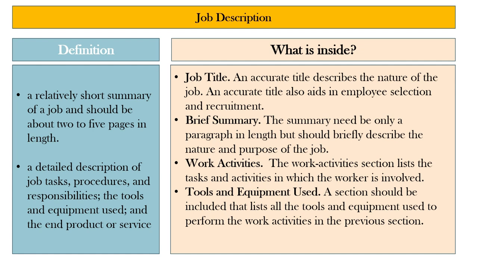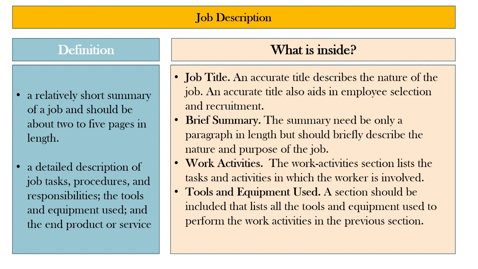Okay, brief summary. The summary need be only a paragraph in length, but should briefly describe the nature and purpose of the job. What is this person or what is this job really doing? A summary of that. Okay. Work activities. The work activities section lists the tasks and activities in which the worker is involved. What are the tasks that this person who is doing this kind of job are. Okay, we also have the tools and equipment used.